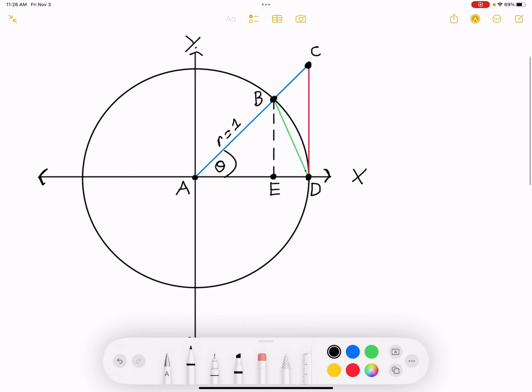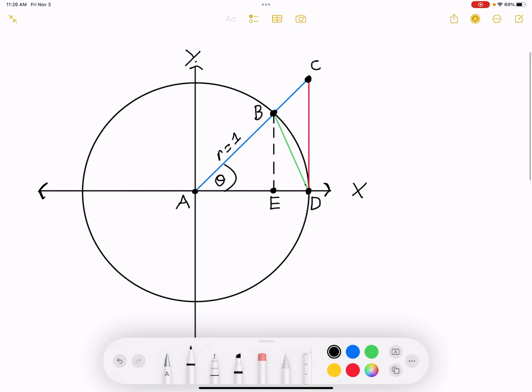Now notice what we have here. We have a unit circle, and the unit circle is simply a circle of radius 1 centered on the xy plane. So what that means is every radius is 1. So the line AB is 1. The line AD is 1.